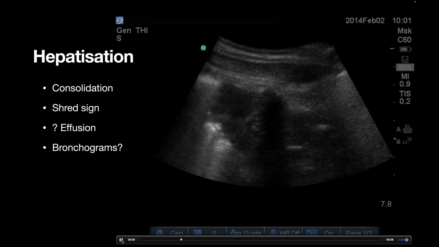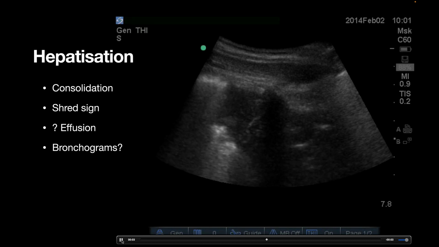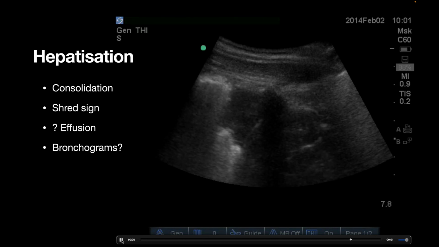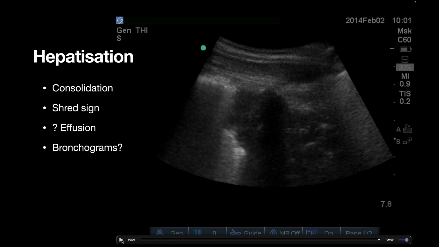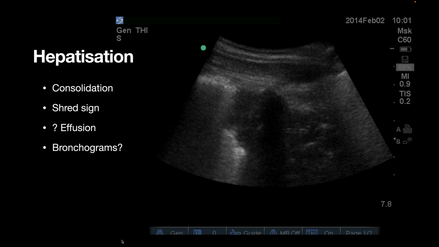So I'll just play that again. And it moves with respiration, and it's well and truly above the diaphragm. So this is a little focal area of consolidation. And if I see this, then I will be starting to think this is pneumonia in the right clinical context, and you go looking for other features to confirm this, such as an effusion or possibly some bronchograms.